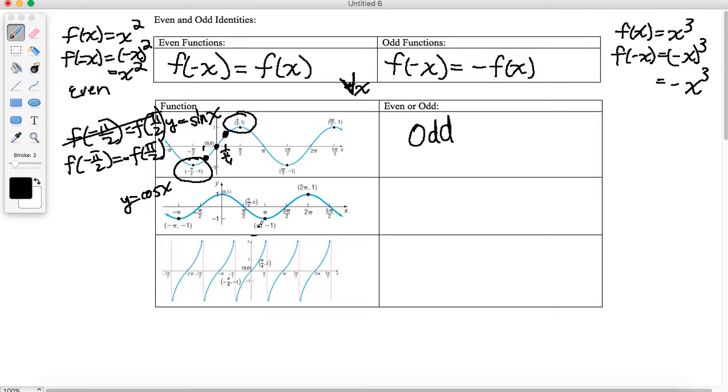As you can see, when I plug in pi, I get negative 1, and when I plug in negative pi, I get negative 1. So I have f of negative pi equals f of pi; they both equal negative 1. At pi over 2 and negative pi over 2, that same exact thing happens, and at all points that is going to happen. So your cosine function is actually even. And even functions are symmetric with respect to the y-axis. As you can see, my function is symmetric with respect to the y-axis.